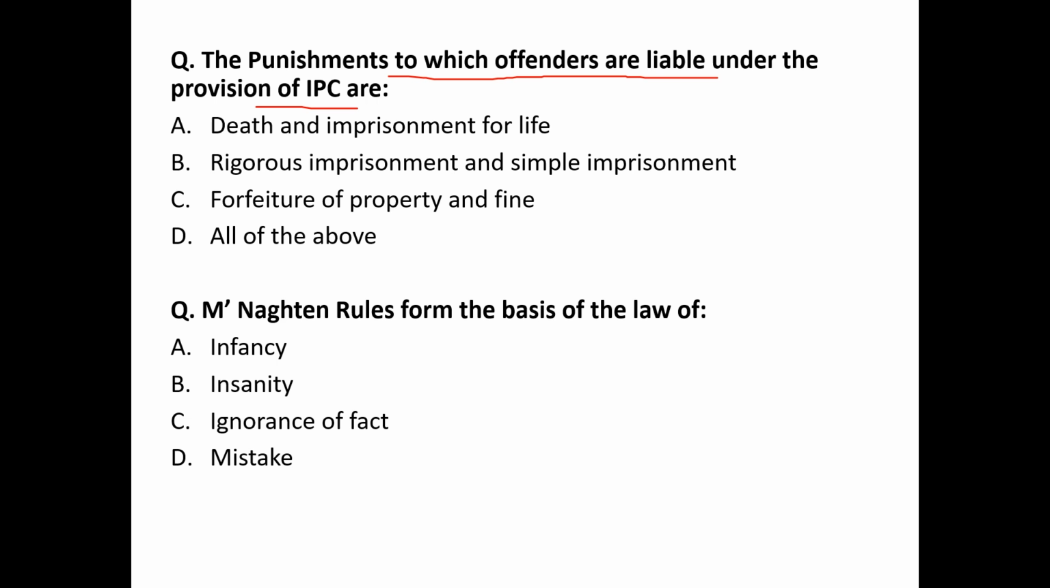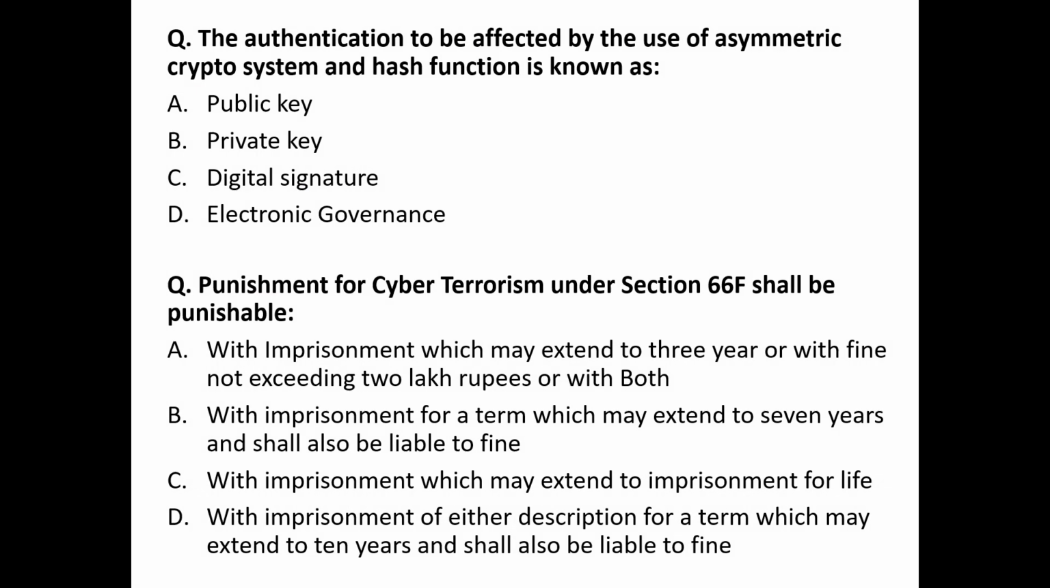Next question. The punishments to which offenders are liable under the provisions of IPC are death and imprisonment for life. Correct. Rigorous imprisonment and simple imprisonment. Correct. Forfeiture of property and fine. Correct. So answer will be option D, all of the above. Next, M'Naghten rules form the basis of the law of insanity. Option B. Next question. The authentication to be effected by the use of asymmetric crypto system and hash function is known as digital signature. Option C.